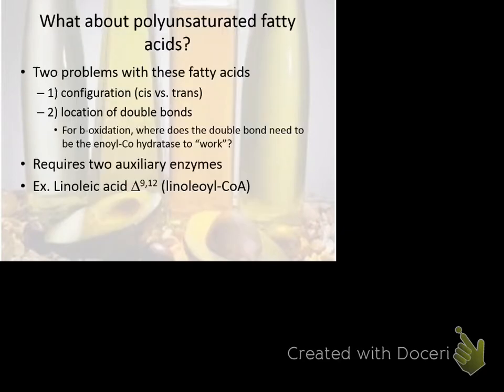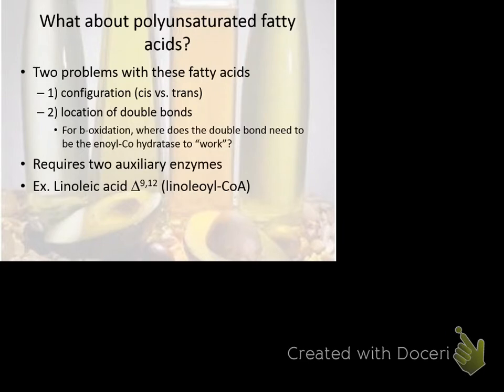Okay, so what about the PUFAs, the polyunsaturated fatty acids? This can be a problem for two reasons. One is configuration. You have to worry about cis versus trans. And the second thing has to be the location of the double bond.